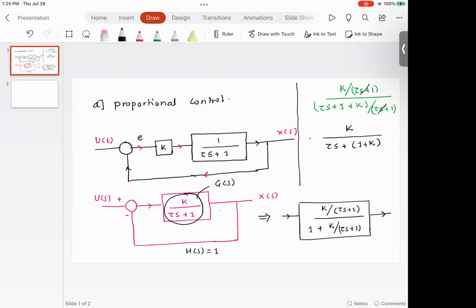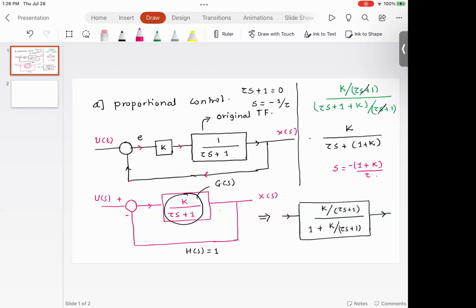Now, what are the poles of the transfer function here? If you look at the original transfer function, the pole is when tau s plus 1 is equal to 0. So s is equal to minus 1 divided by tau is the pole of the system. On the other hand, if you look at the system now, your pole is s equal to minus (1 plus K) divided by tau, which means the location of the pole got changed. And the change in the location of the pole clearly indicates that the stability properties have changed.